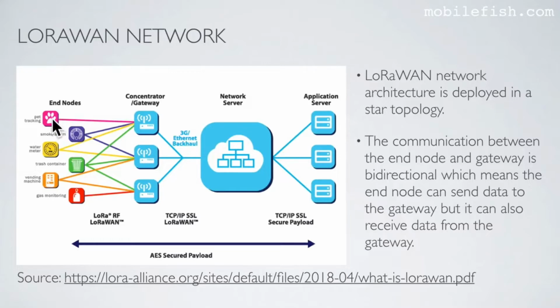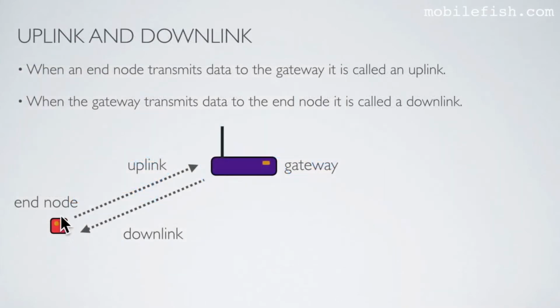So the end node can send data to the gateway, to the network server, and to the application server, but you can also send data from the application server to the network server, to the gateway, to the end node. Communication from end node to gateway is called an uplink. Communication from gateway to end node is called a downlink.